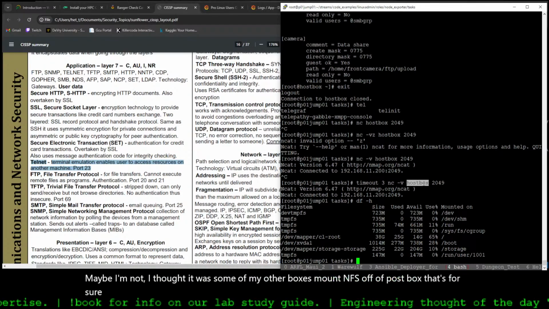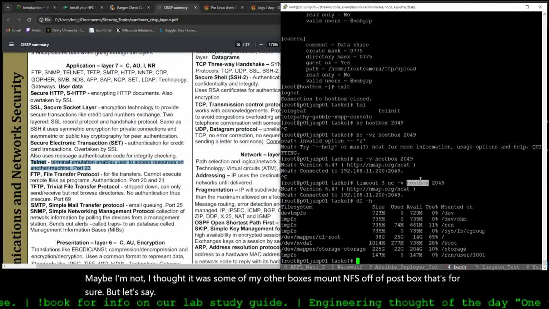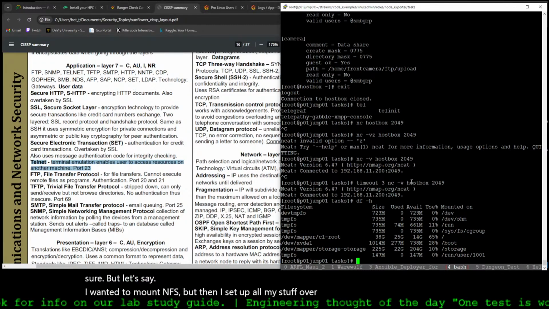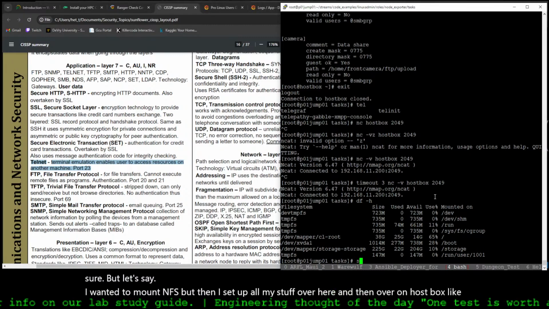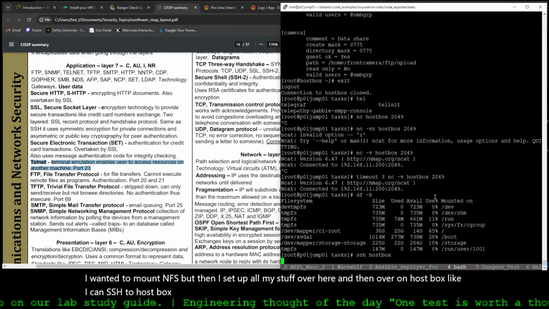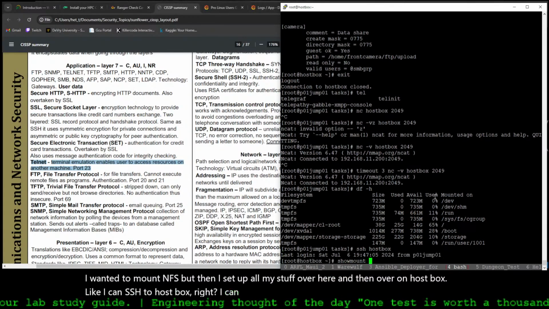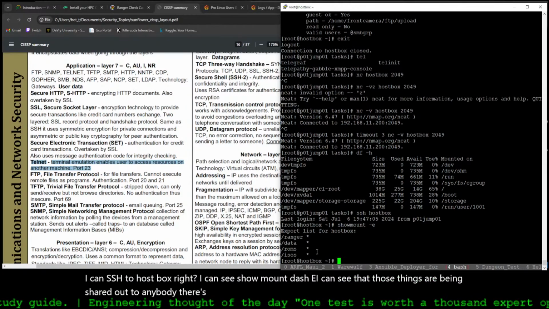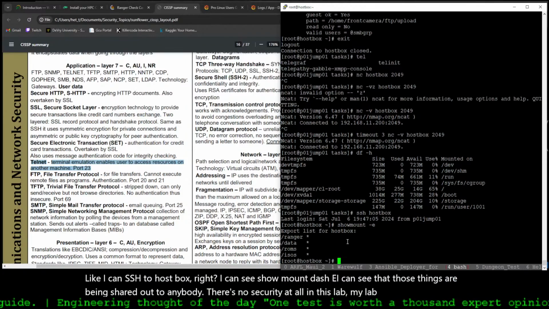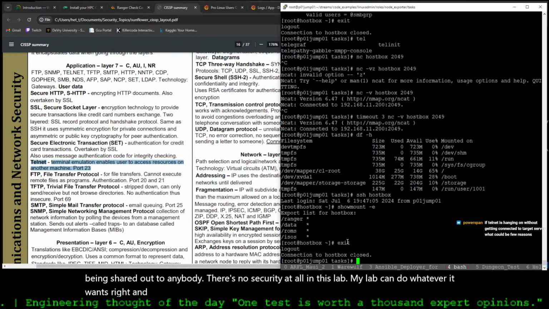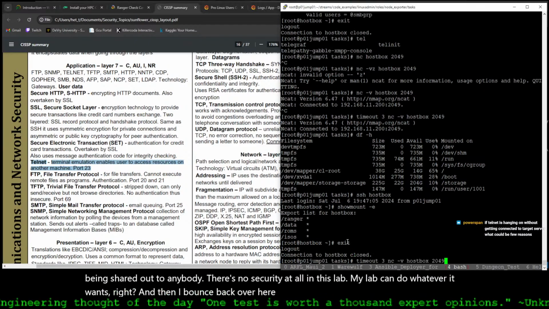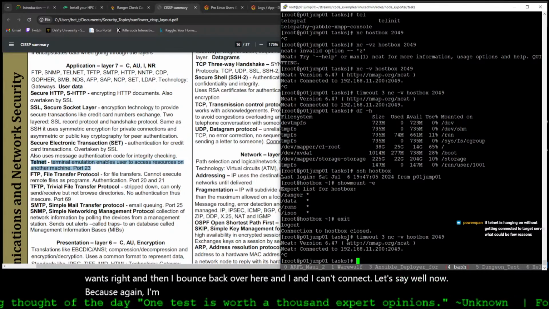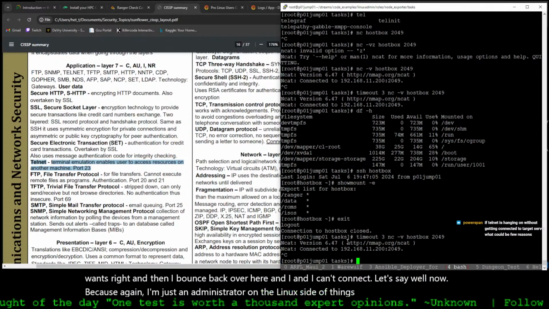But let's say I wanted to mount NFS, but then I set up all my stuff over here, and then over on Hostbox, like I can SSH to Hostbox, right? I can see showmount -e. I can see that those things are being shared out to anybody. There's no security at all in this lab. My lab can do whatever it wants, right? And then I bounce back over here, and I can't connect, let's say. Well, now, because again, I'm just an administrator on the Linux side of things, guys. I'm not the network engineer anymore.